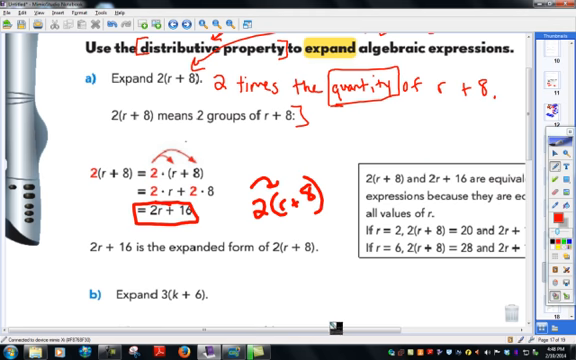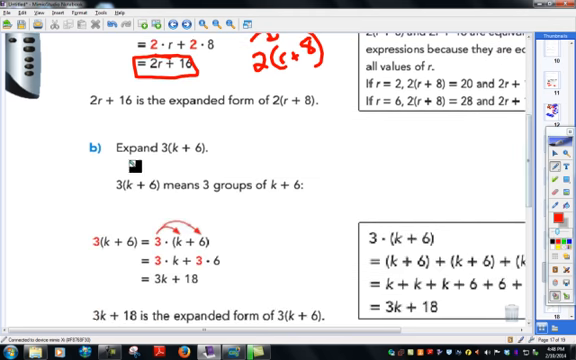Okay, let's go down. Again, this just means 3 groups, essentially, of k plus 6. That's what it means: 3 times the quantity k plus 6, or the sum of k plus 6. So you're going to take it and distribute it once again. You're just going to multiply it. When I say distribute, let's all write that: distribute means to multiply by each term.